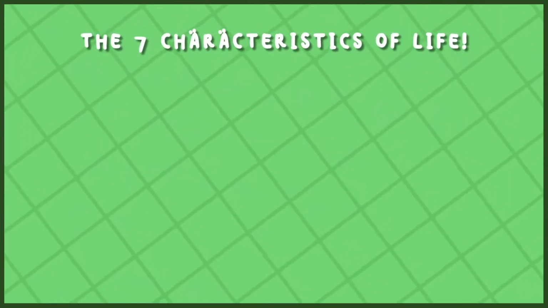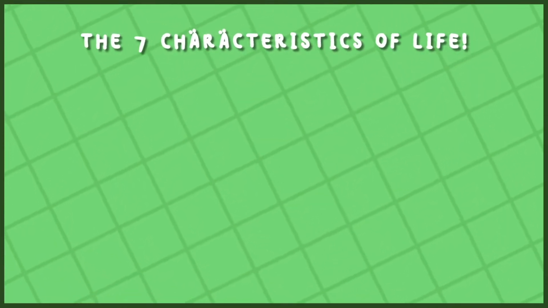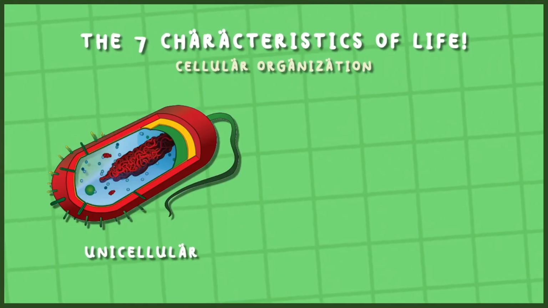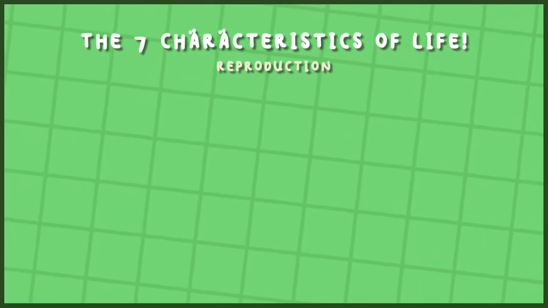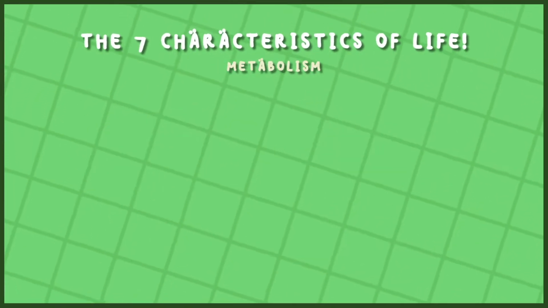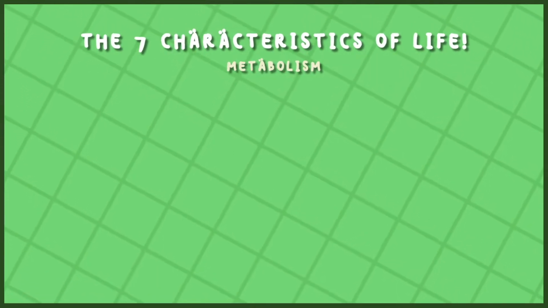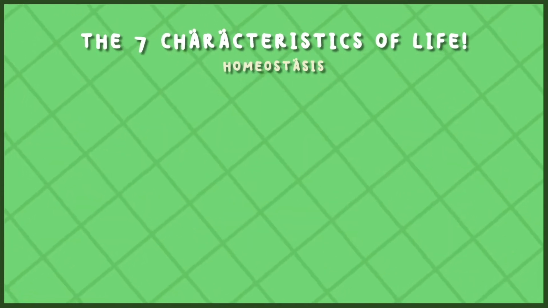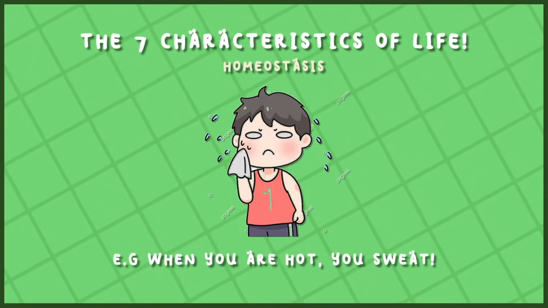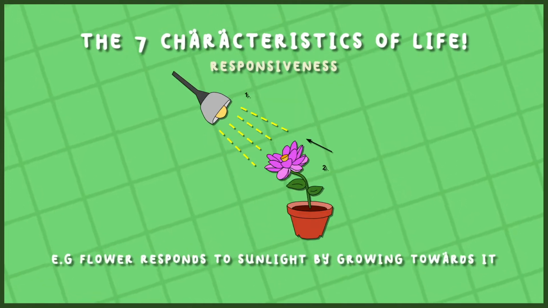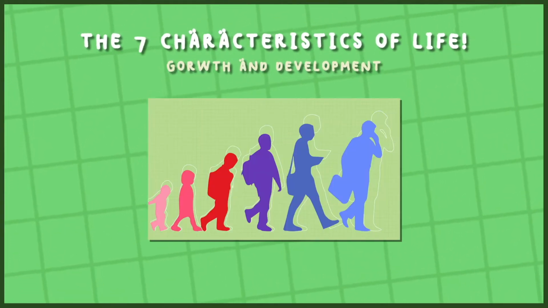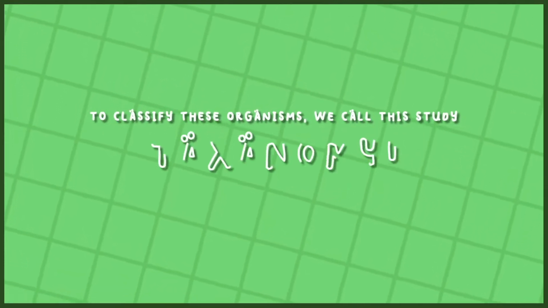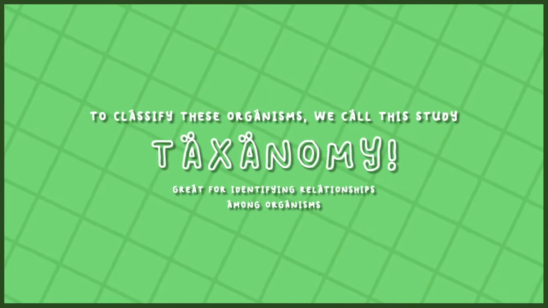First, there are 7 characteristics that make up living things on our planet and that they have in common. We have the cellular organization, which can either be unicellular or multicellular, reproduction, which can be asexual or sexual, metabolism, which helps us become energized and can either go through a process of anabolism, catabolism, or metabolism, homeostasis, which allows us to be in an equilibrium state in different conditions, responsiveness to the things around us, growth and development, and evolution. When classifying these organisms, we call this study taxonomy, and it is great for identifying relationships among organisms.